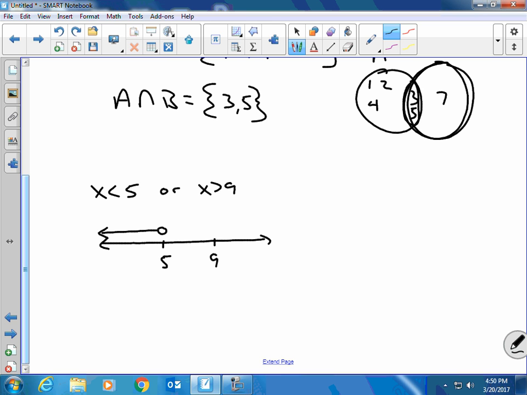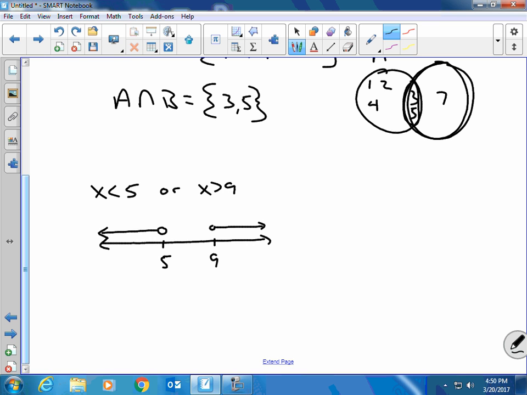9. Open circle, because I don't include the 9. And I want everything that is greater than that. That is a compound inequality. Why is it a compound inequality? Because it has two inequalities, and we are solving them both at the same time.